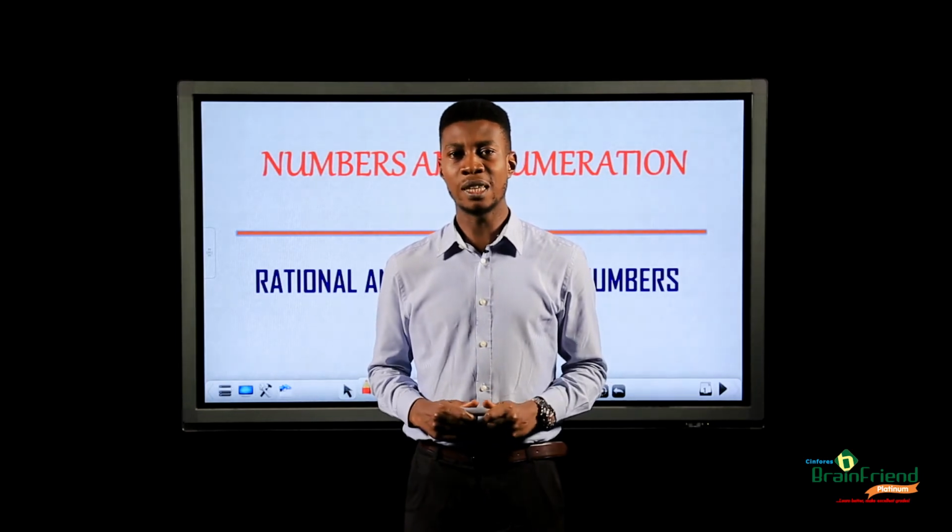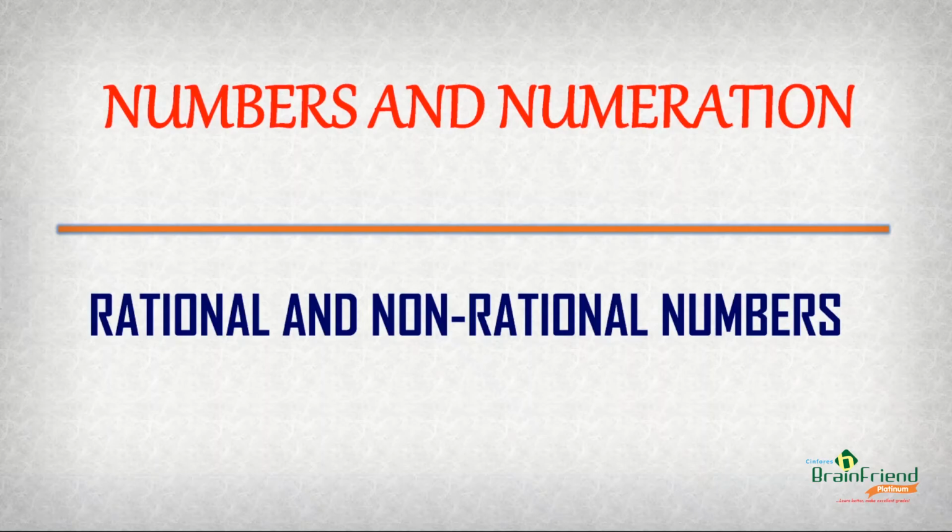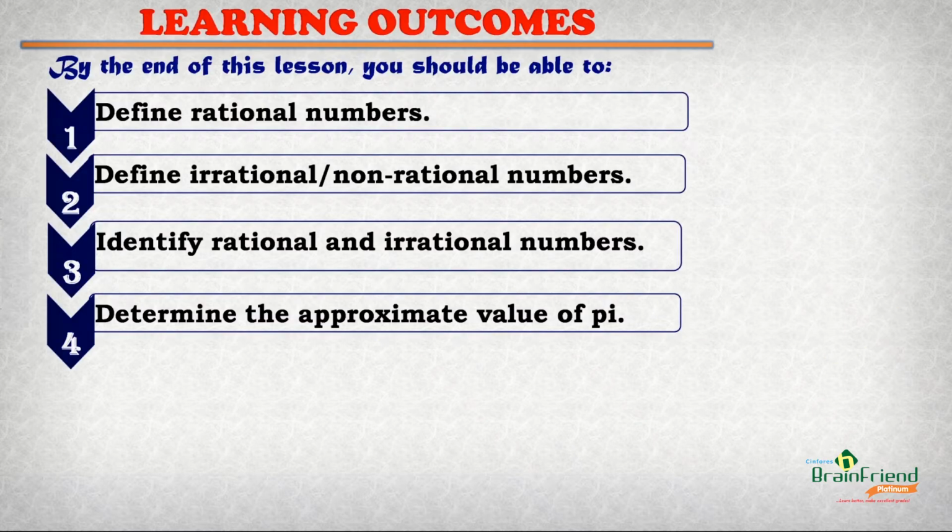In today's mathematics lesson, we'll be looking at the topic rational and non-rational numbers. By the end of this lesson, you should be able to define rational numbers. Secondly, you should be able to define irrational or non-rational numbers. Also, you should be able to identify rational and irrational numbers. And lastly, you should be able to determine the appropriate value of pi.